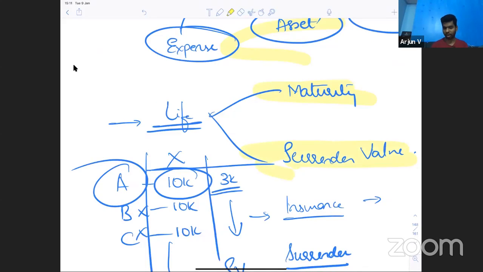So in simpler terms, maturity value is the policy amount of the insurance, whereas the surrender value is what a partner gets whenever he does not die, only the surrender value of the insurance. Are you clear till now? The difference between maturity value and the surrender value.